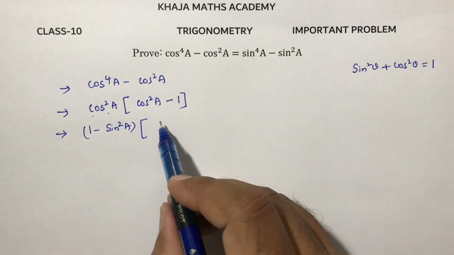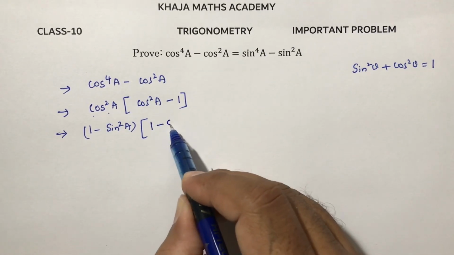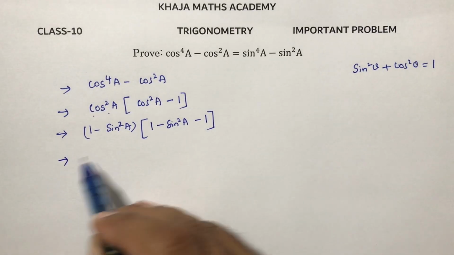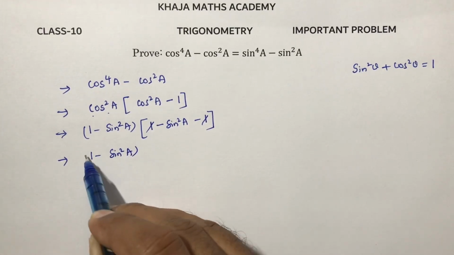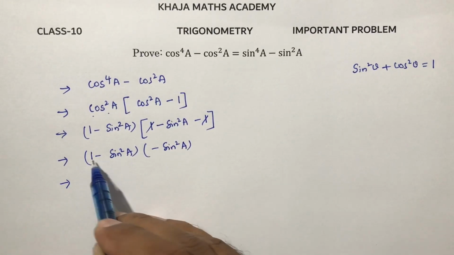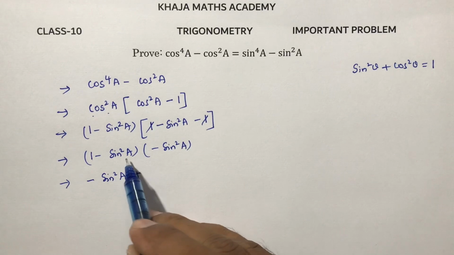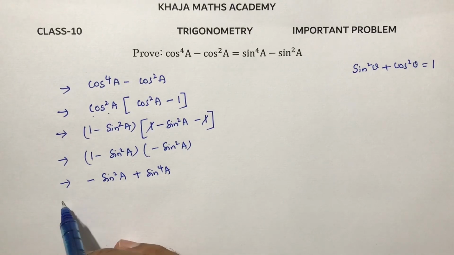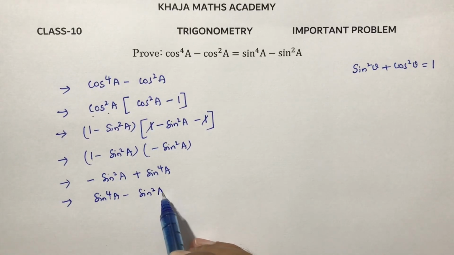So here also substitute the same. Cos square a will be 1 minus sin square a minus 1. So here 1 minus 1 cancel. So 1 minus sin square a into minus sin square a. So 1 into minus sin square a is minus sin square a, minus into minus plus sin square a into sin square a, you will get sin power 4a. So sin power 4a minus sin square a.